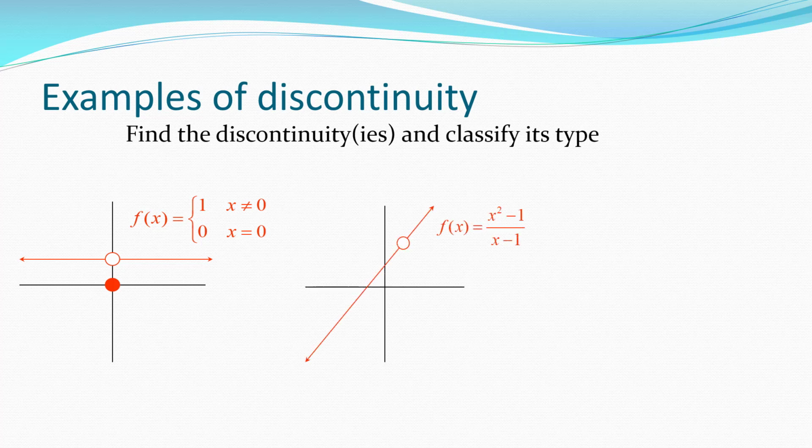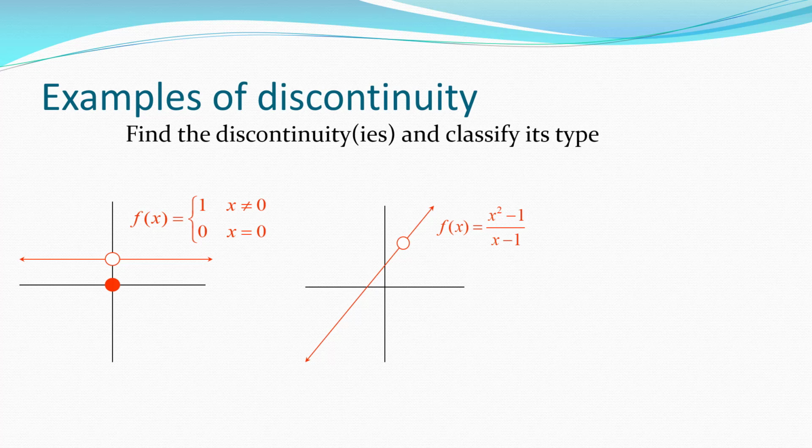In this example, you have a discontinuity in the graph where x is 1 because the function is not defined at 1. If it's not defined, you instantly have a discontinuity there. It doesn't matter if there's a limit or not. But here, if you take the limit of this function as x approaches 1, the limit does exist. The limit's actually 2. So that's called a removable discontinuity.